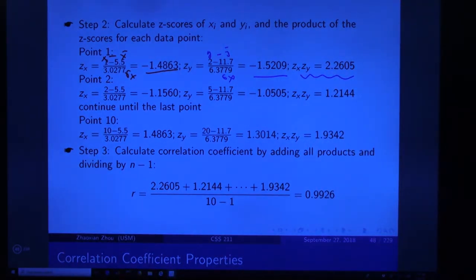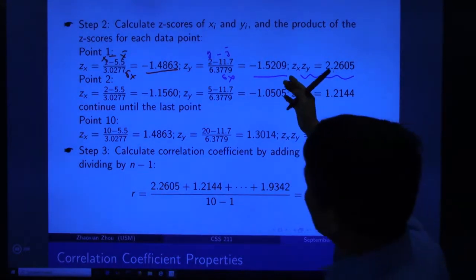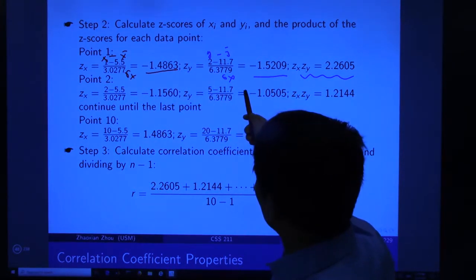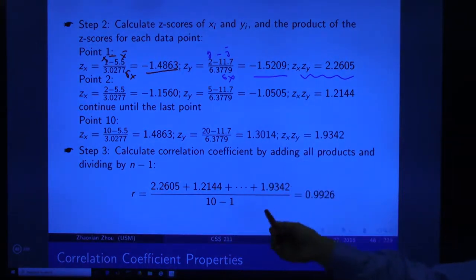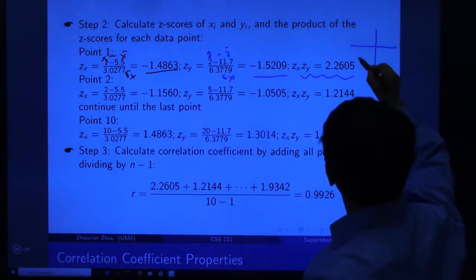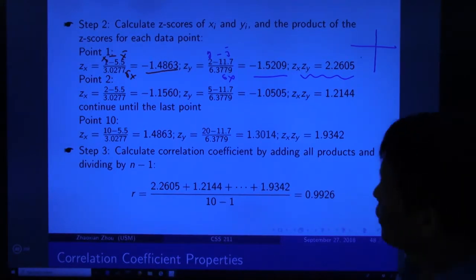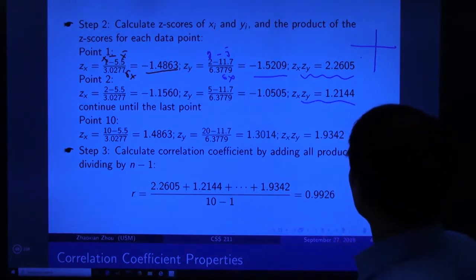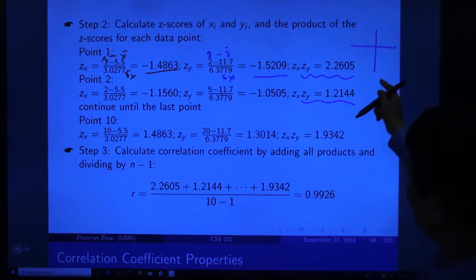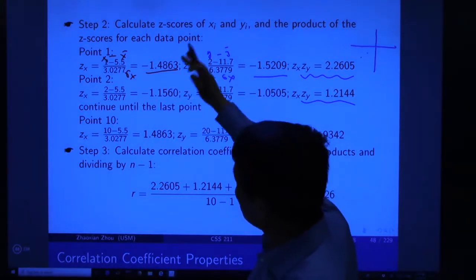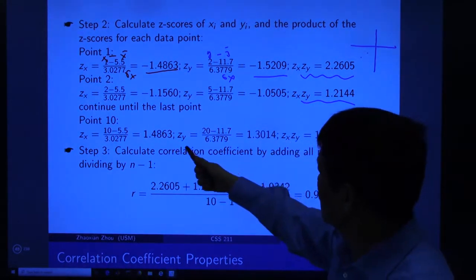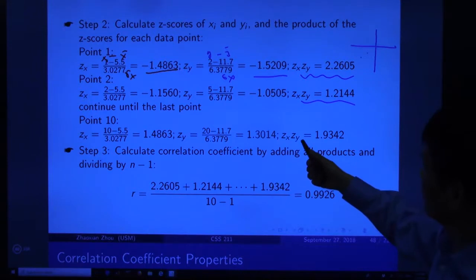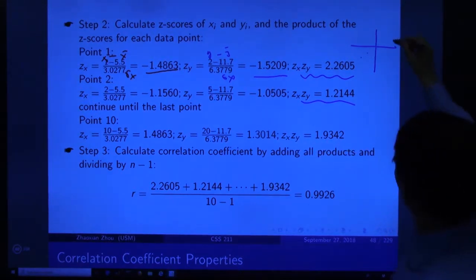2.2 something. Right? And we can see this point is actually in the third quadrant, because zx is negative, and zy is also negative. So like this here, it will be somewhere here. For the second point, we follow the same steps, and this value equals this. So this value is also somewhere in the third quadrant, and we do this point by point until the last one, where zx equals this, zy equals this, both z-scores are positive, and the product is also positive. This value will be somewhere here.